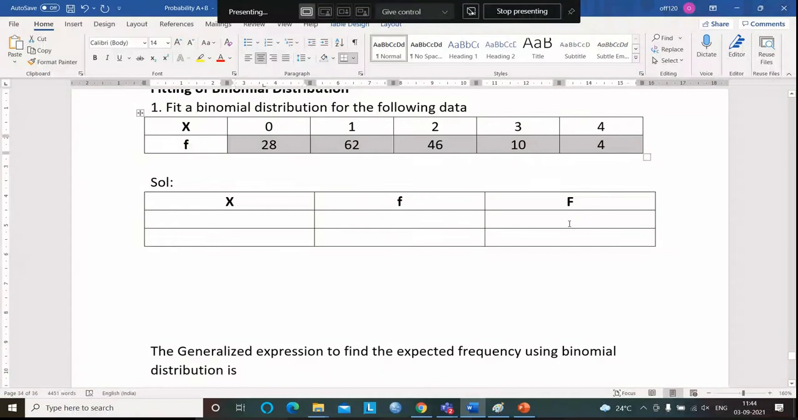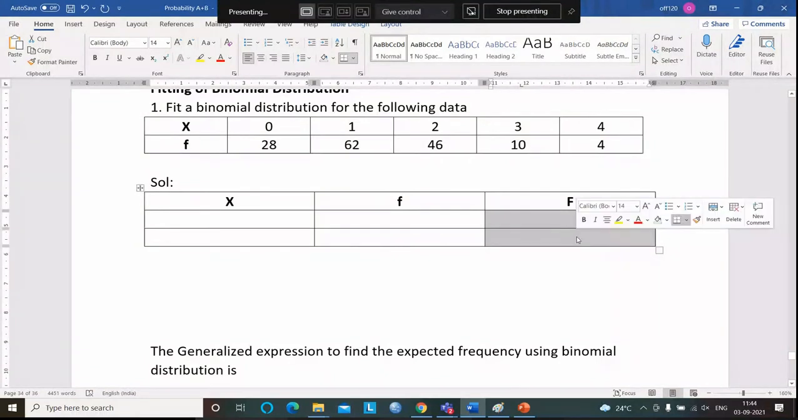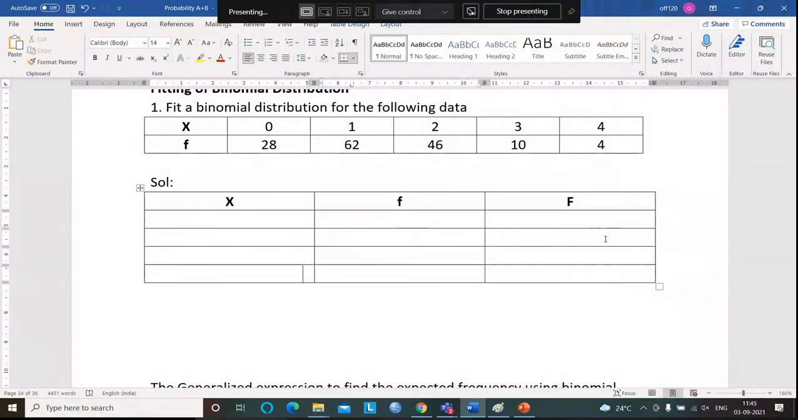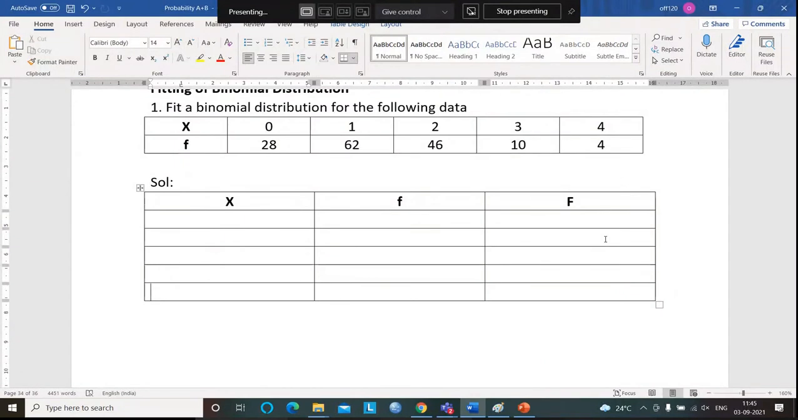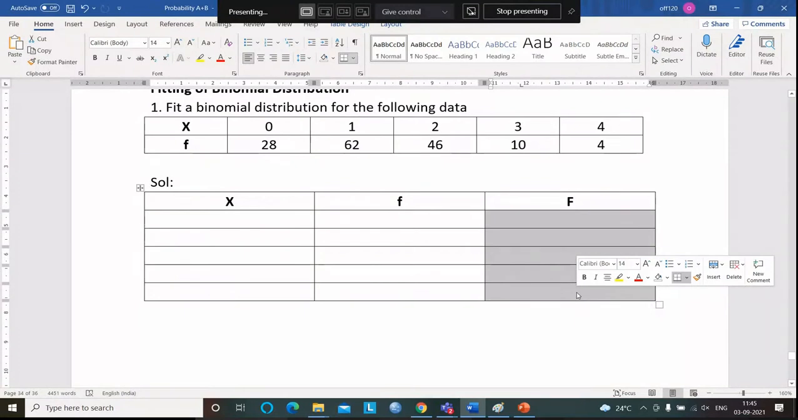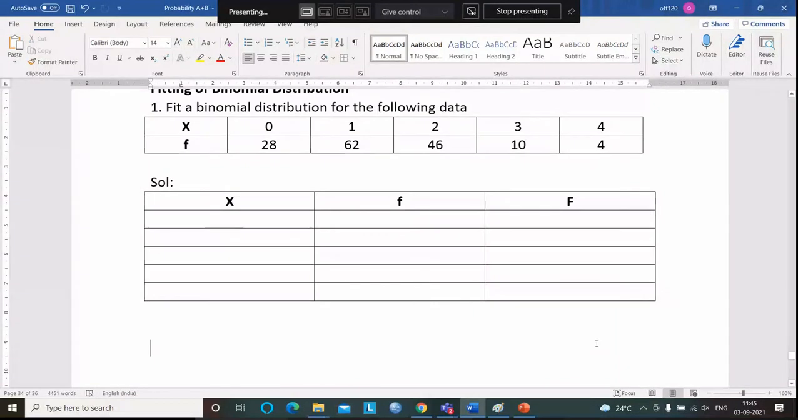Now, I need to find out new values over here. What are those new values? Those are called expected frequencies. Let us find out the addition of our observed frequencies. After I find out our new frequency values, if I add them, and the totals of both the columns are the same, then we say that this problem is a best fit for binomial distribution, or otherwise it is not a best fit of binomial distribution problem.